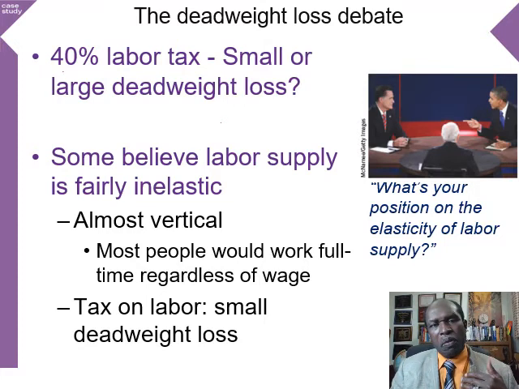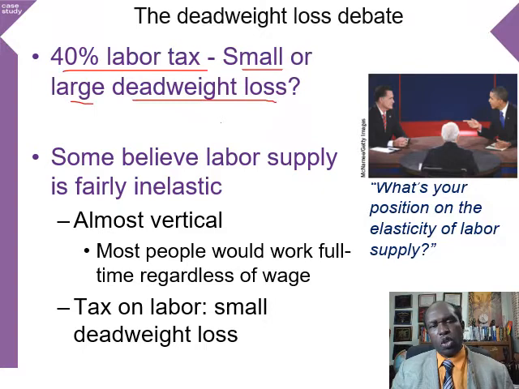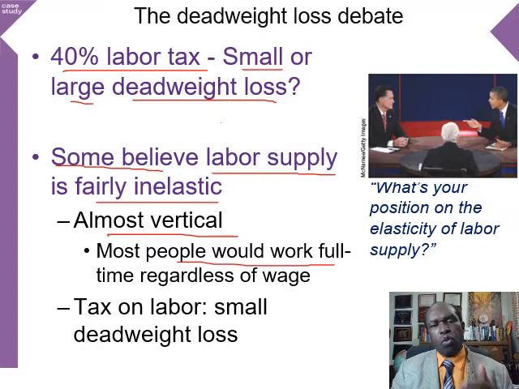So the impact of 40% labor taxes on the deadweight loss can be small or large. It all depends on how elastic or inelastic labor supply is. Some economists believe that labor supply is fairly inelastic, almost vertical. In that case, most people will work full time regardless of the wages, regardless of the 40% income tax they have to pay. Therefore, a tax on labor will lead to a small deadweight loss.